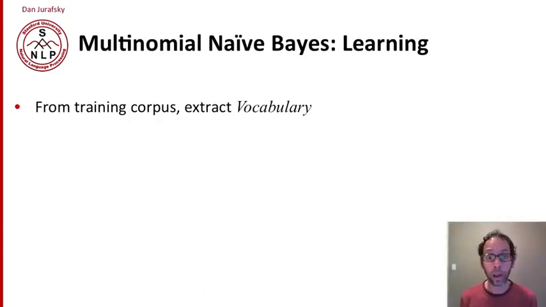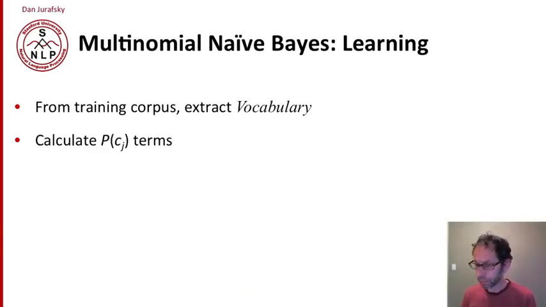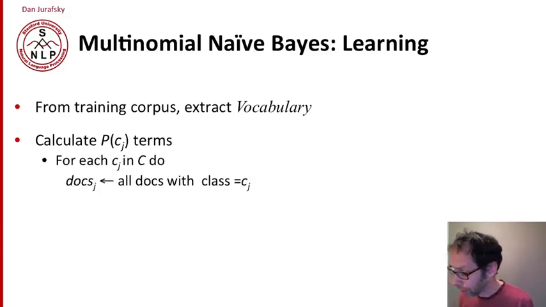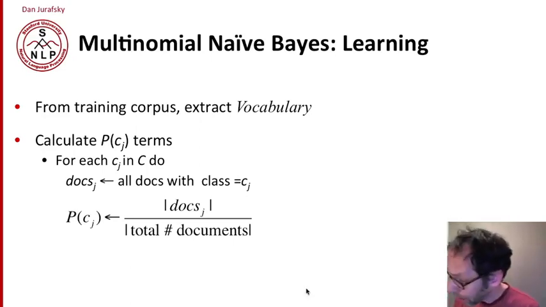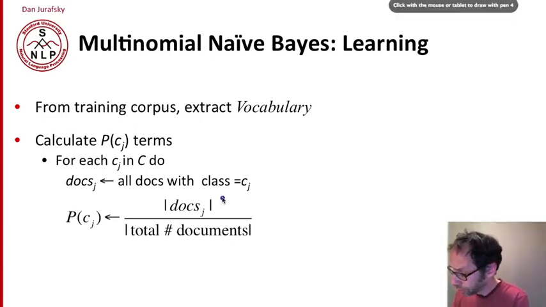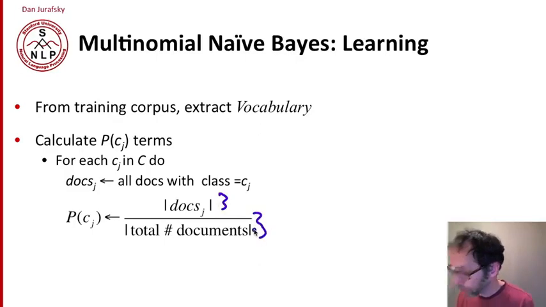So let's walk through the calculation of these parameters. First, from the training corpus, we're going to extract the vocabulary, the list of words. Next, we're going to calculate the priors for each class C sub j. So for each class, we're going to get the set of all documents that have that class. We'll call that set doc sub j. And the number of documents in that set divided by the total number of documents will give us our prior probability of that particular class.